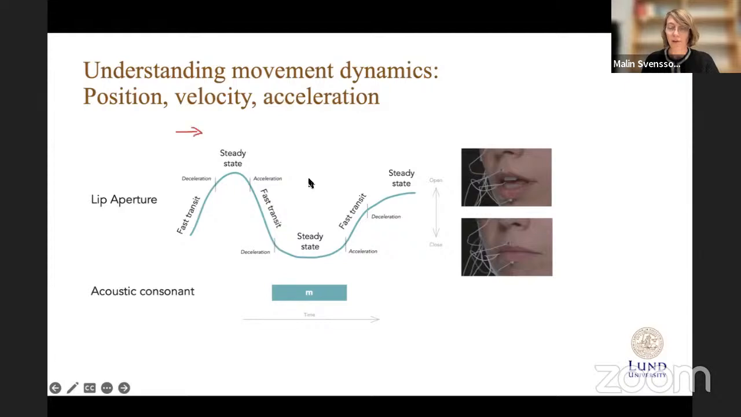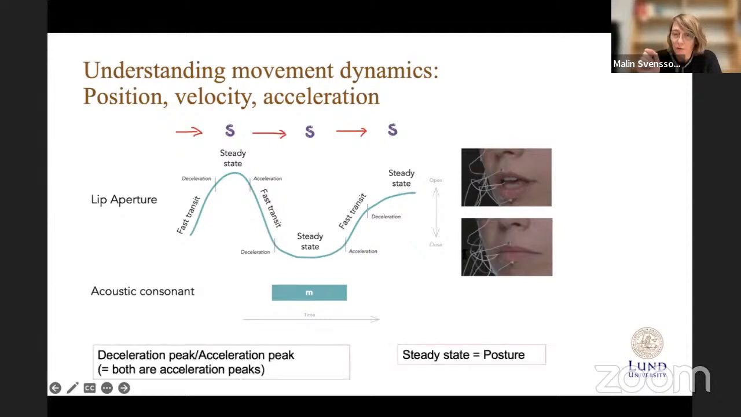So the fast intervals are divided by these steady states. It's the same pattern as for the object attached to a string. There are some points of deceleration and acceleration. These divide the fast from the slow intervals, and these are really acceleration peaks. So I want to say also, please note that throughout the presentation, I sometimes refer to both the deceleration and acceleration peaks as acceleration peaks. And I also use the words posture and steady states interchangeably. But now let's look at what these deceleration and acceleration peaks really are.